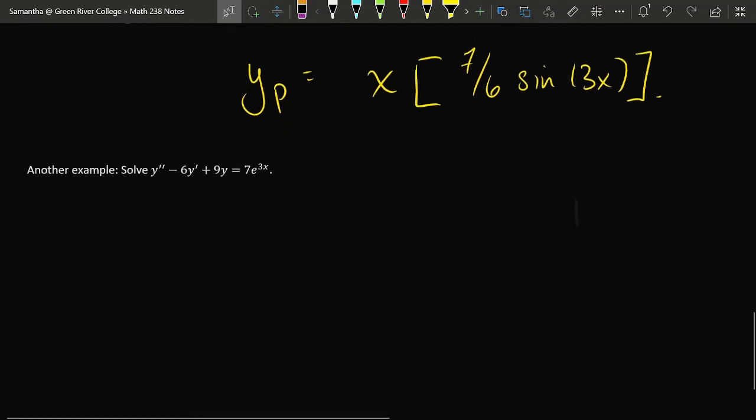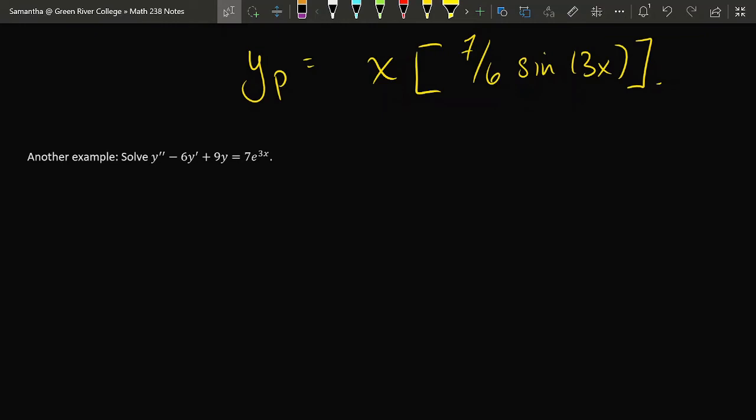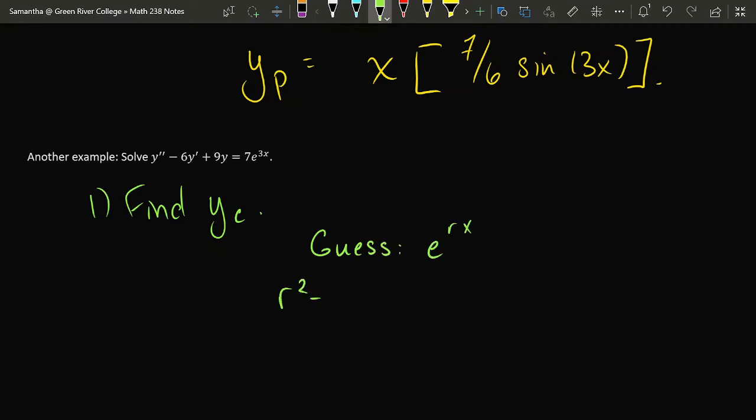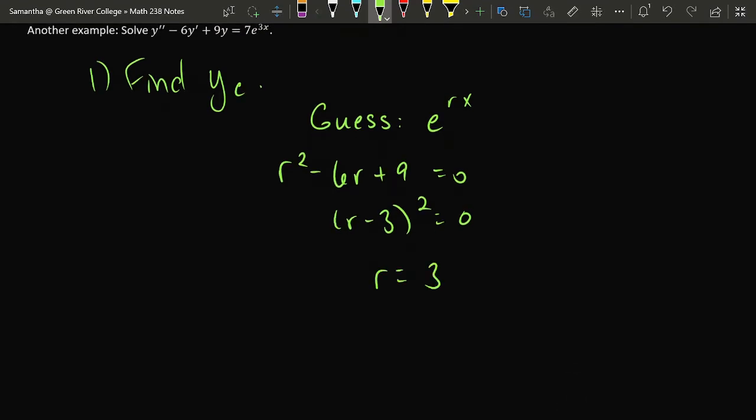You can also use this technique in situations where you might have to modify your guess by applying two x's instead of just one. For example, here, if I look at this problem and I start by considering all the complementary solutions, then with my standard exponential guess, I get an auxiliary equation with a repeated root of r equals 3. So my complementary solutions have the form number times e to the 3x plus number times x e to the 3x.